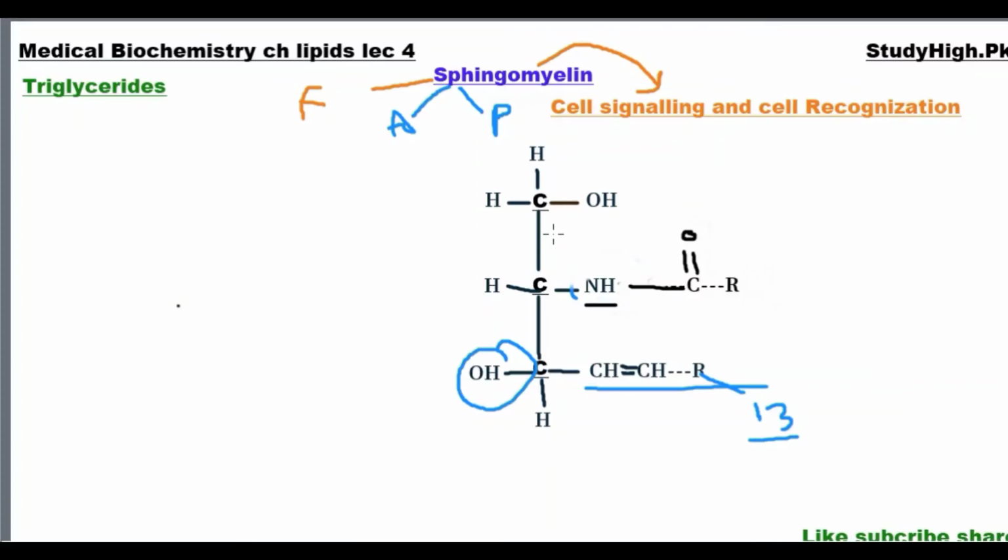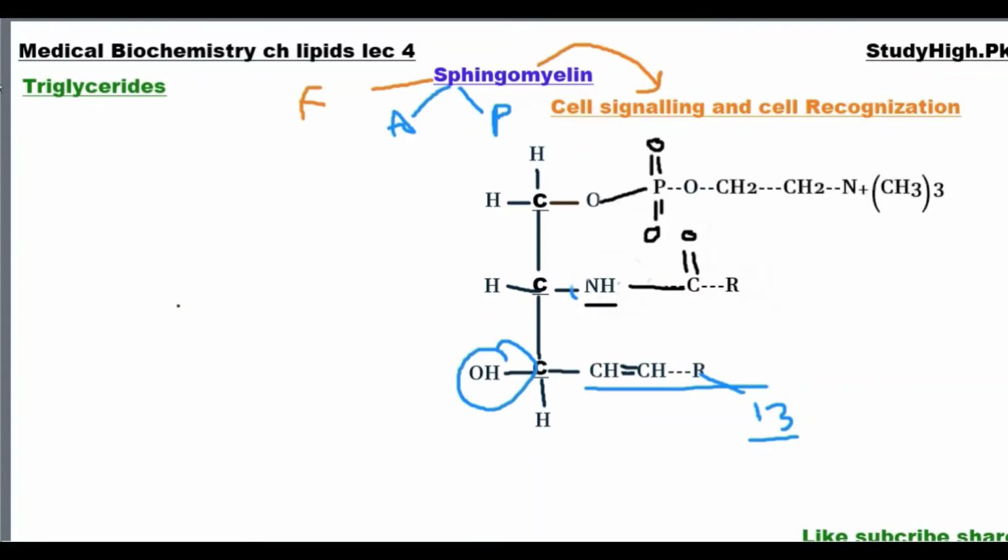Whereas in case of sphingomyelin, the phosphate group attaches at carbon 1 of sphingosine, whereas in glycerol, the location of attachment of the phosphate group is carbon 3. This is a third difference between glycerophospholipids and sphingophospholipids, that the phosphate group in sphingolipid attaches at carbon 1, whereas in glycerolipids or glycerophospholipids, the phosphate group attaches at carbon number 3.